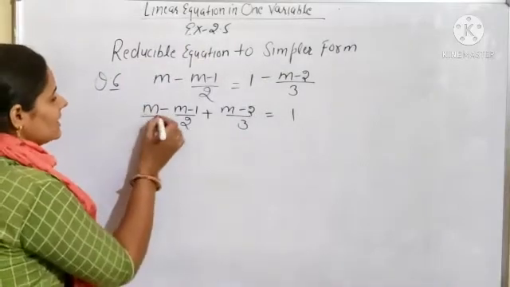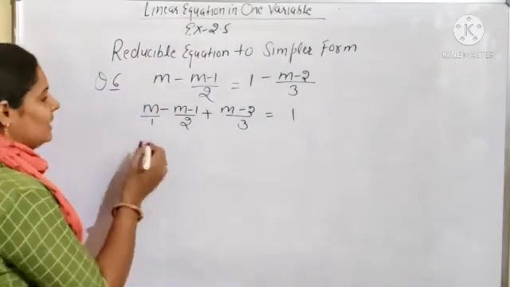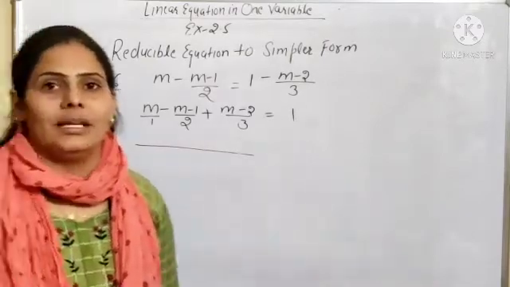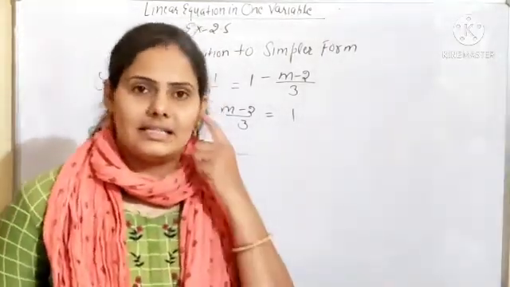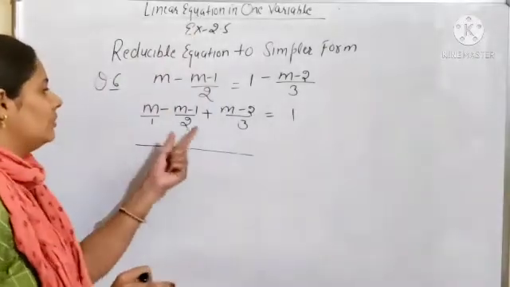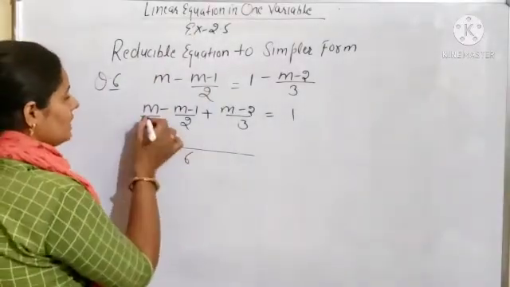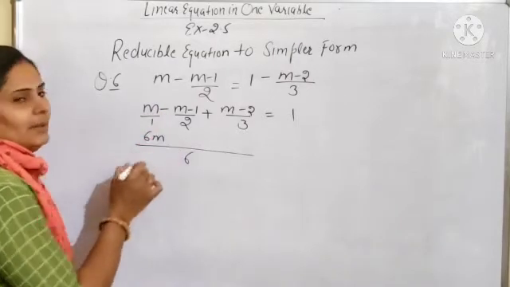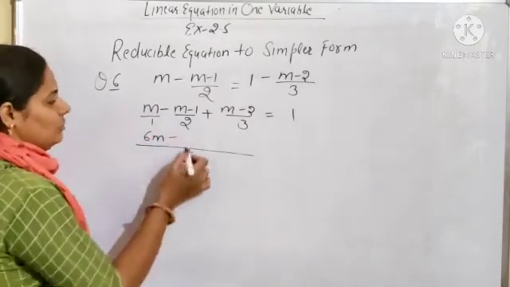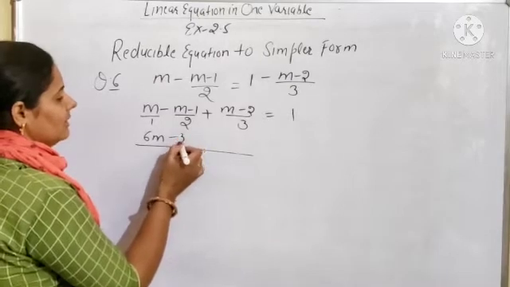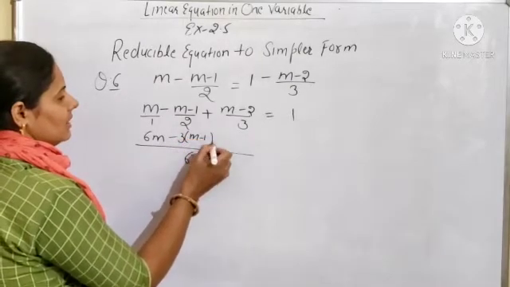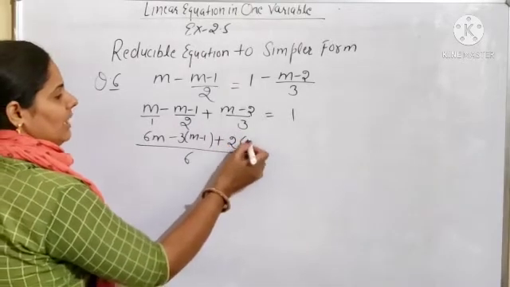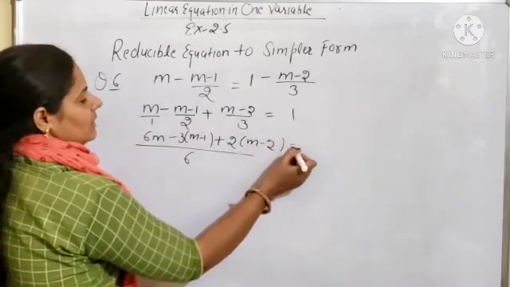Now simply, nothing is given in the denominator of 1, so you can take 1. Now if the numbers are given in numerator upon denominator form, what will you do? You will take the LCM of the numbers. So LCM of 1, 2, 3 will be 6. So 6 divided by 1 is 6, multiplied by m, so it will be 6m. Minus, 6 divided by 2 you will get 3 into (m - 1). Clear? Now plus 6 divided by 3, 2 into (m - 2), is equal to 1.